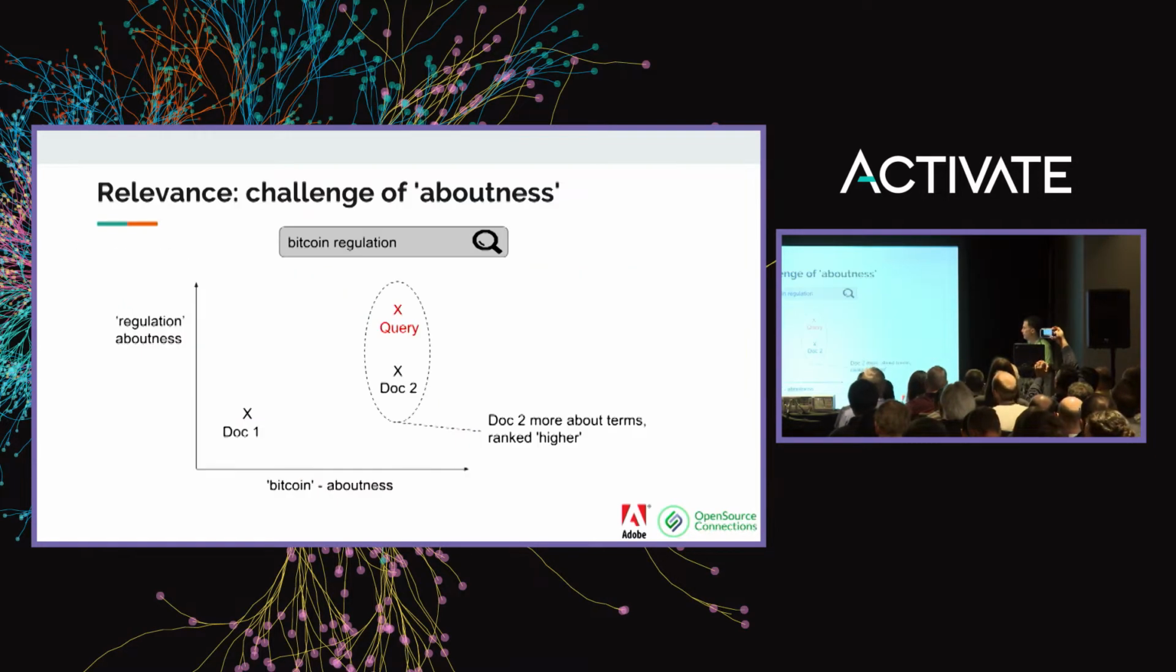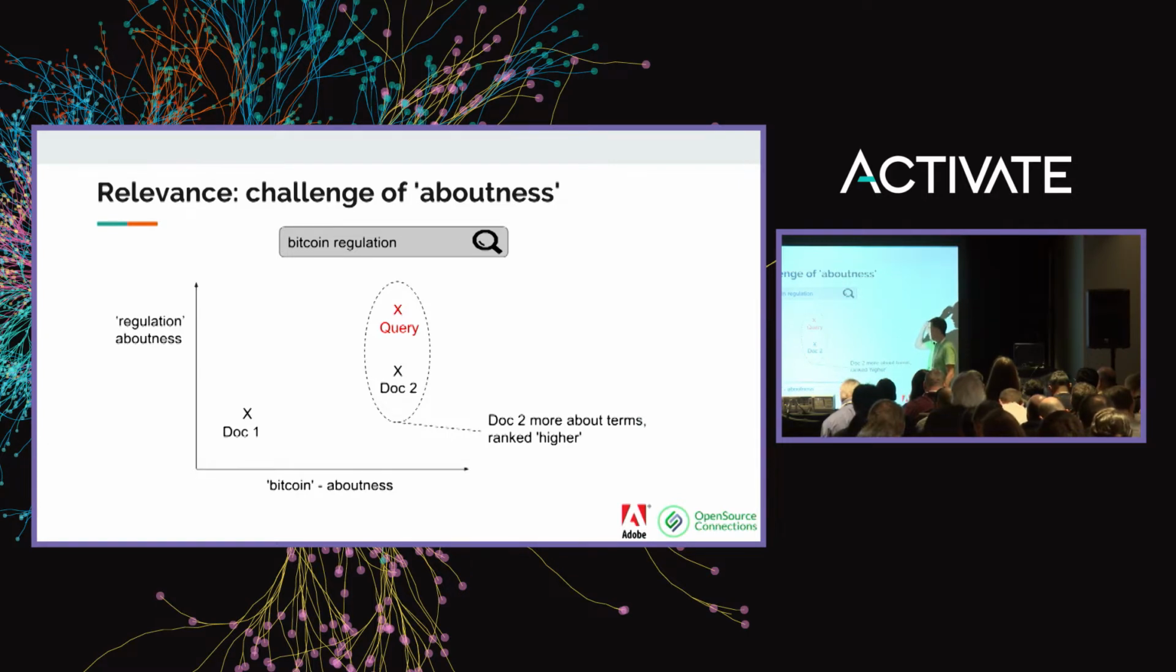That's what I mean. Okay, so we're going to talk about relevance today, and we're going to talk about aboutness. And the theme of this talk is really aboutness, and I've got a lot of stuff to get through. And really what I want to talk about is, when we issue this query, Bitcoin regulation, how are we going to rank the documents that come back?